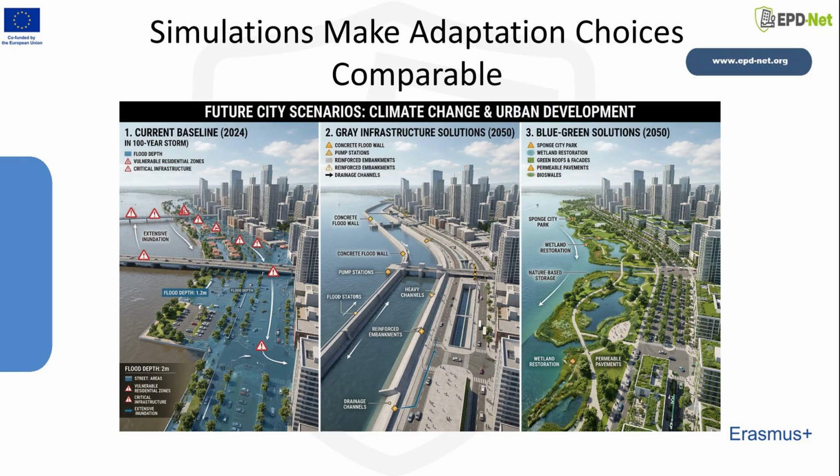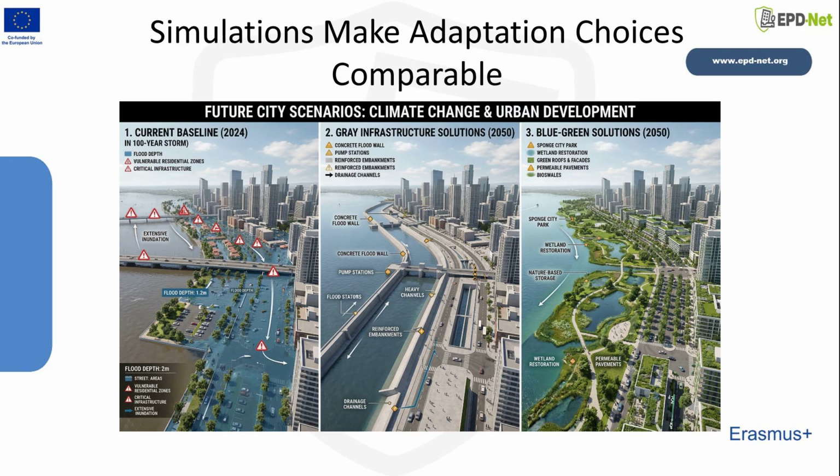Simulations make adaptation choices comparable because they let us evaluate the same place under multiple futures and intervention mixes. Start with a baseline representation of the current system. Then represent urban growth, new density, changed land use, new imperviousness. Add climate futures, changed rainfall regimes, potentially different storm durations and intensities. Finally, represent an intervention portfolio that mixes gray, blue-green, and policy changes.